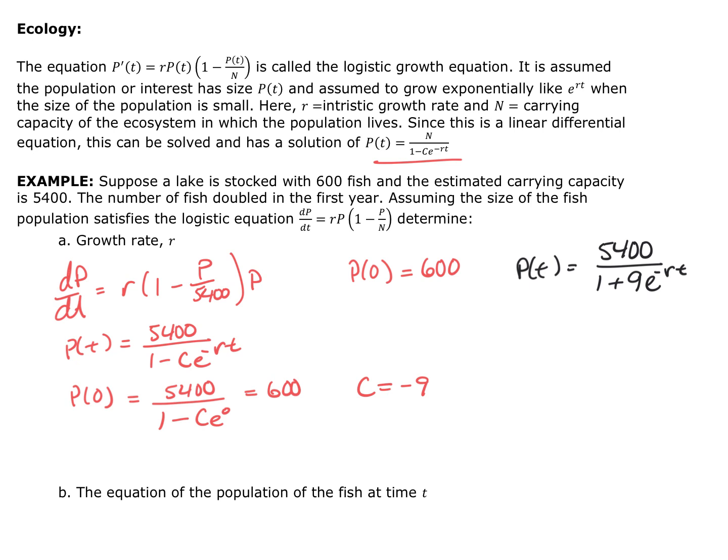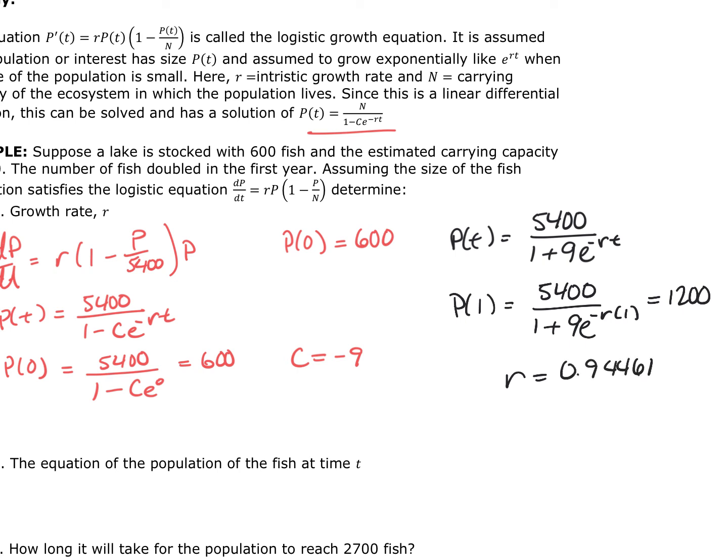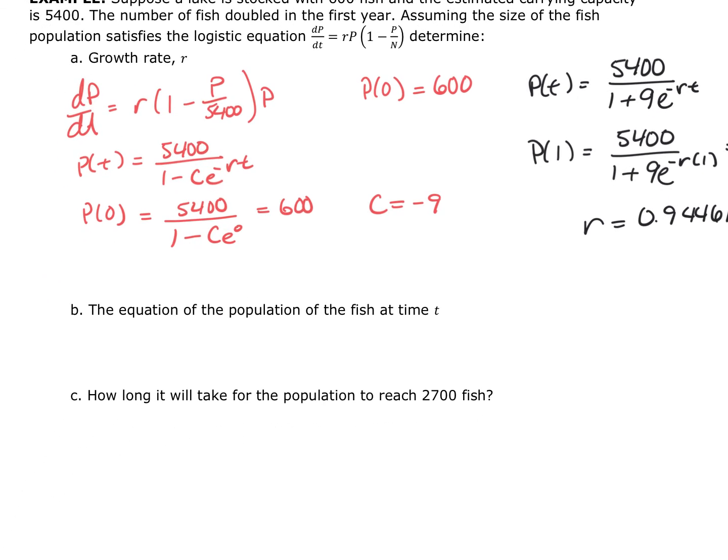Now, we also have the second initial condition, which is after 1 year, when t is equal to 1, our fish have doubled. So P of 1 is equal to 5,400 over 1 plus 9 e raised to the negative r multiplied by 1, and this is equal to 1,200 fish. Now solving for this, I'm going to get a rate of 0.944616. So the equation then is P of t is equal to 5,400 over 1 plus 9 e raised to the negative 0.9446, I'm just going to go to that many decimal places, times t.